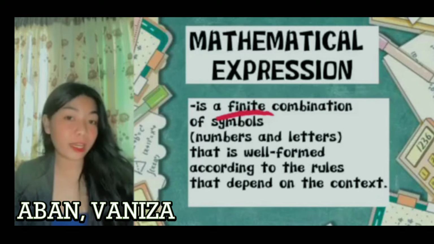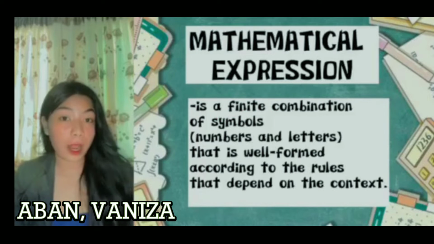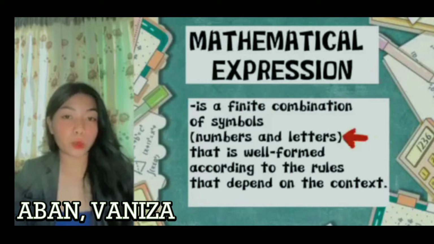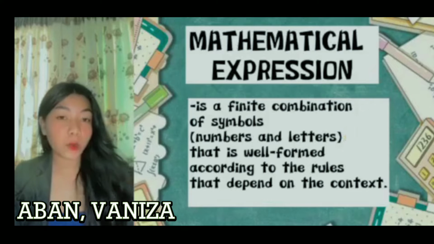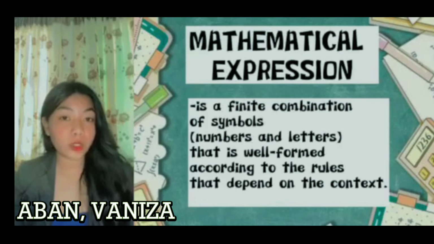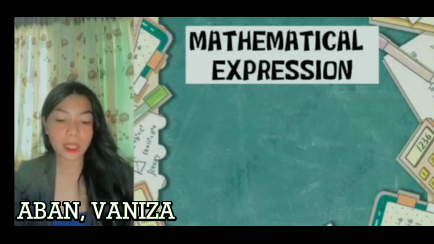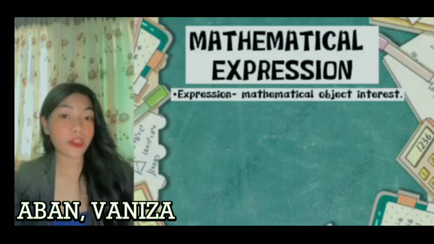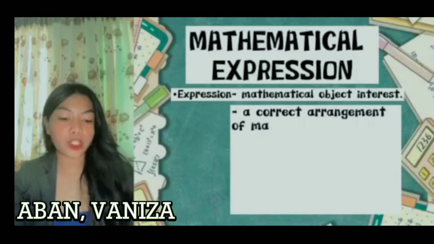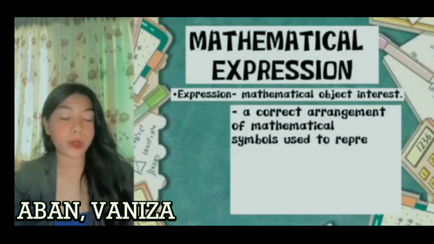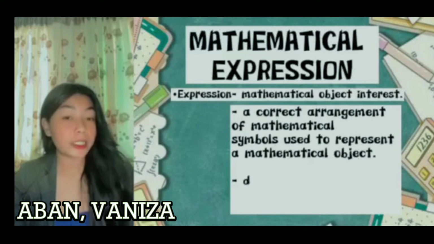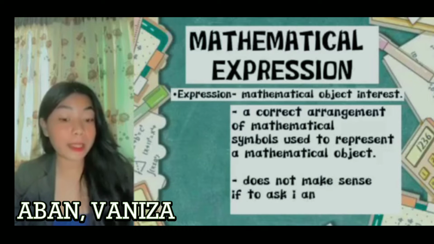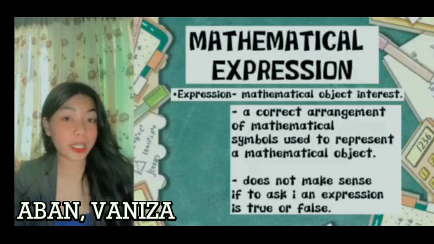So finite, when we say finite, there is a limitation, meron siyang hangganan. Combination of symbols, so numbers and letters. In algebra, we call it constants and variables, with the use of different rules. When we say rules, it includes expression. And a mathematical expression is a mathematical object of interest only. It's a correct arrangement of mathematical symbols used to represent a mathematical object, and take note of this. It does not make sense to ask if an expression is true or false because it doesn't need to be.